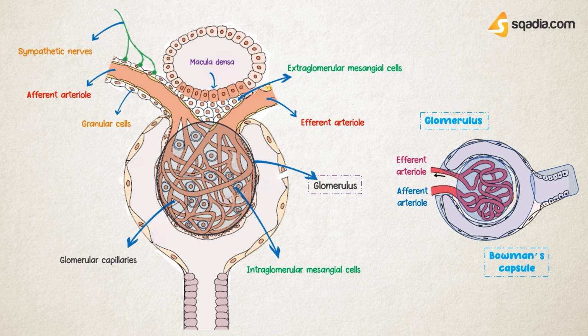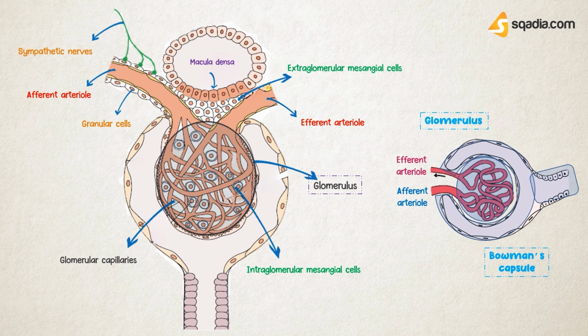This is the macula densa. Macula densa is a collection of specialized epithelial cells in the distal convoluted tubule, which means that it is a short segment of the distal convoluted tubule that is located directly adjacent to the afferent and efferent arteriole, as you can see in this image.